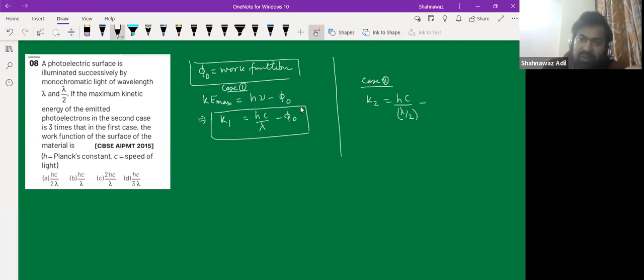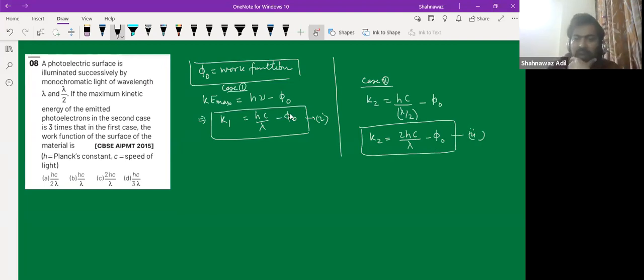Minus work function will always remain this thing. So K2 is, this 2 will go upstairs, so this is 2hc by lambda minus phi. So this is one equation that you are given, and this is the second equation. We have to use these two equations to find out the value of phi. Right, what more information is given?